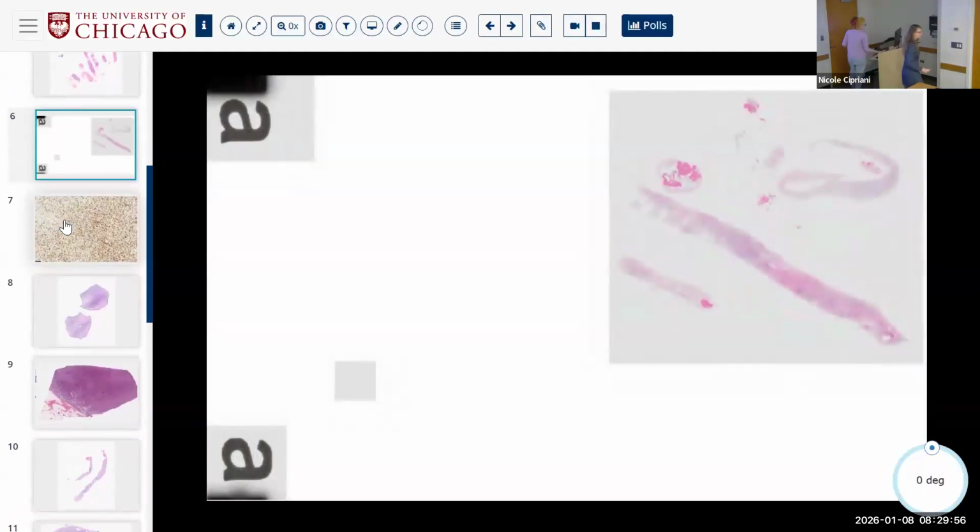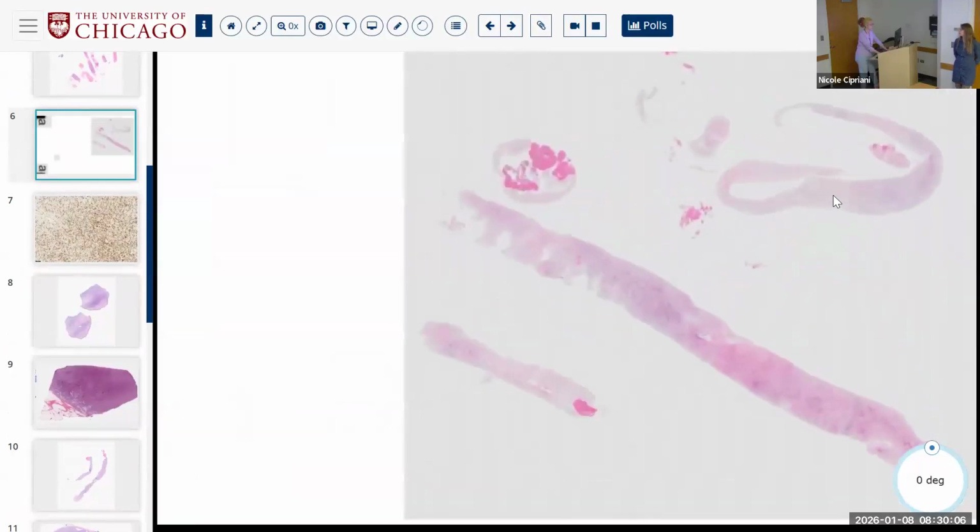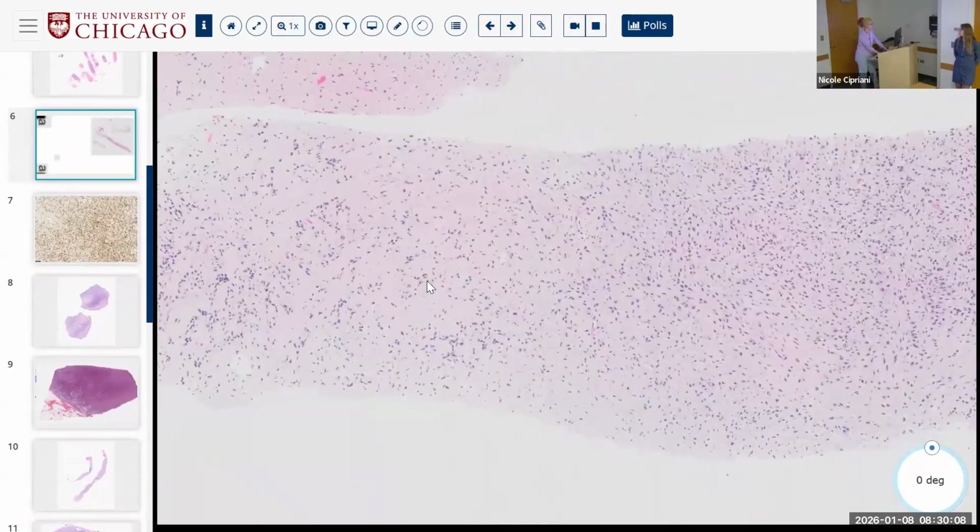Thank you. I think this is a younger person, 20s, maybe 30s, 32. Female, yeah. So for this one, we have variable cellularity.